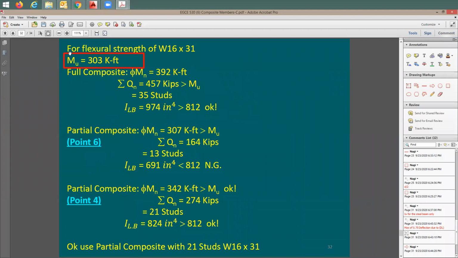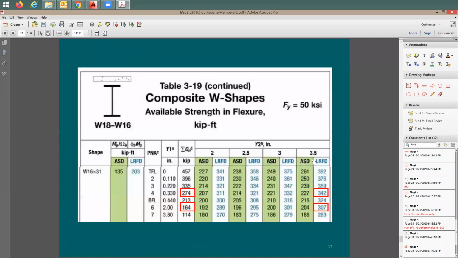Now for this beam here, W16 by 31, I have the ultimate demand of 303, because now the question is how many studs I need to provide. 303 for full composite. Let me go to the next slide. Here is W16 by 31. Full composite, how much is the strength? You remember how many inches we were talking about? 3.5. 392. Do I need the 392? That was a question to get full composite.